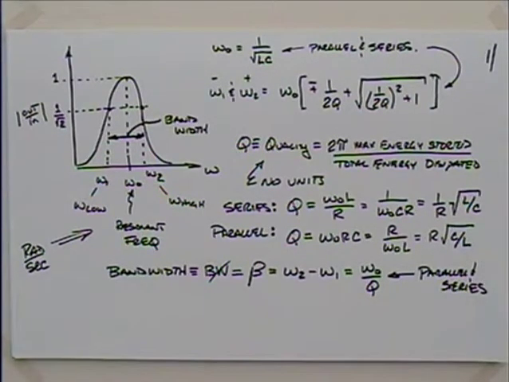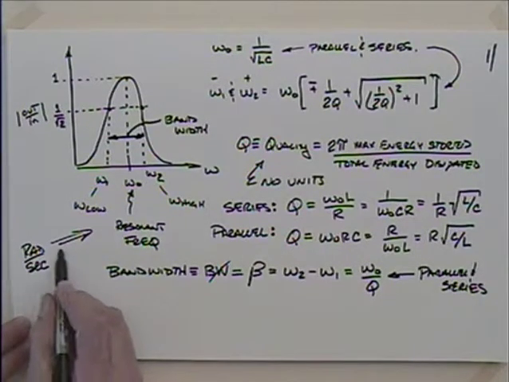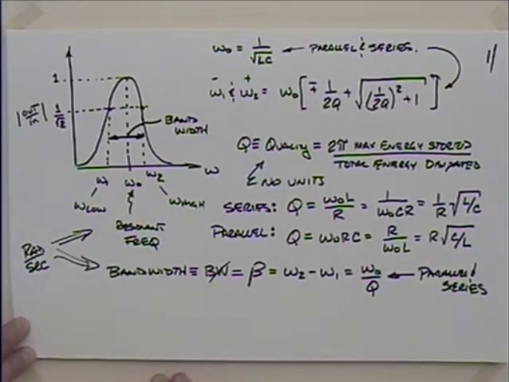So you can see it's lots of little equations. As we work problems, it'd be nice to have, like I mentioned, that index card with series on one side, parallel on the other. Bandwidth is also radians per second. Okay.